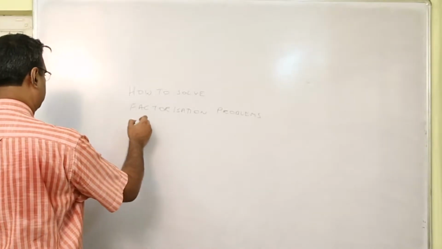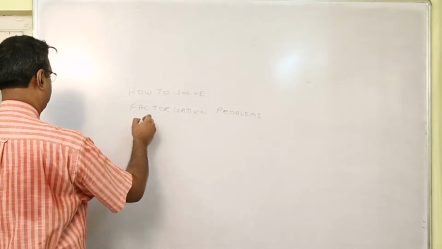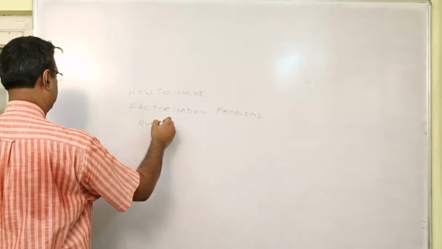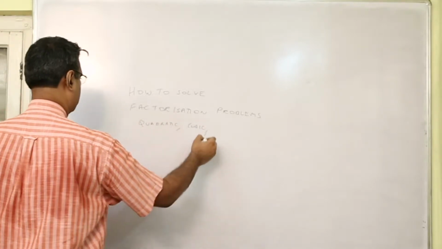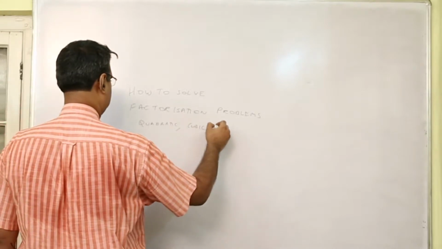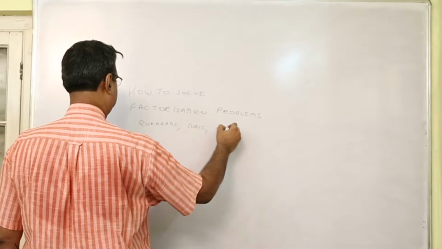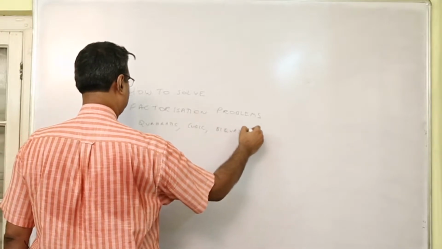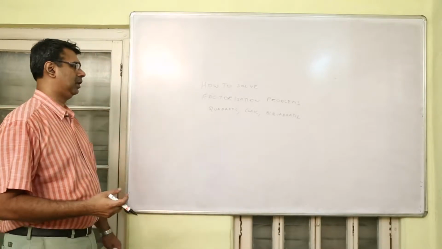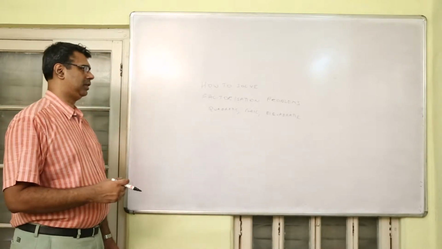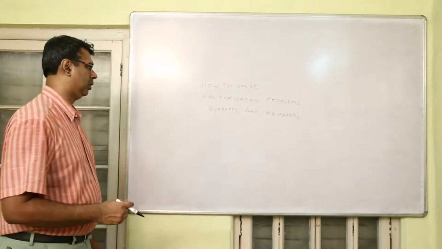First of all, factorization problems which normally come in school can be divided into quadratic, cubic, and also biquadratic. So generally the factorization problems which we all see in our school exams in various school textbooks are either quadratic or cubic or biquadratic.